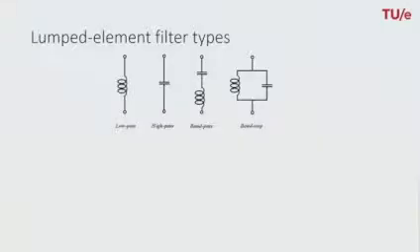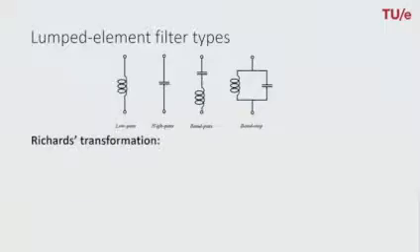Well, a capacitor behaves as a high-pass filter, and by combining a capacitor and an inductor in series or in parallel, we can create a bandpass or band-stop filter. These concepts are well known from circuit theory. There are many books about how to design such a filter, even with many more branches.